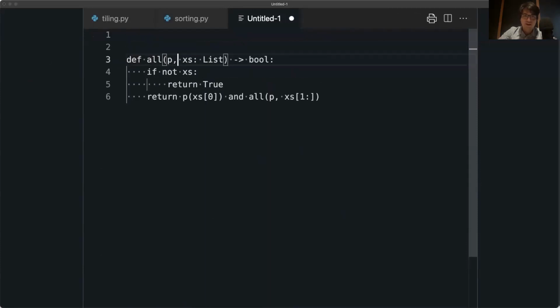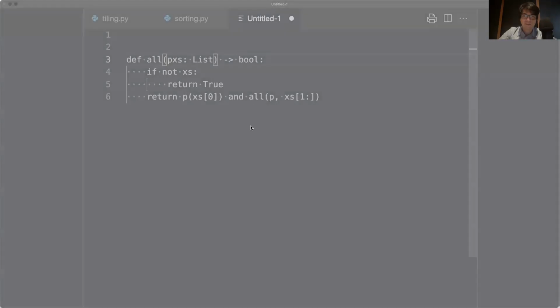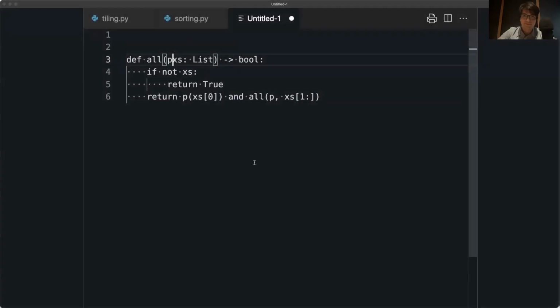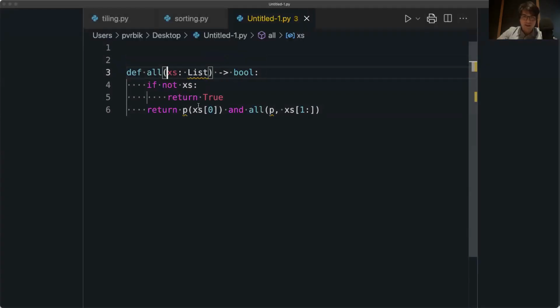That shouldn't be here. I just want highlighting. That should be like this, essentially. Okay, so this is what I'm talking about.